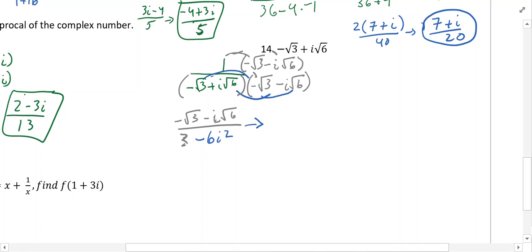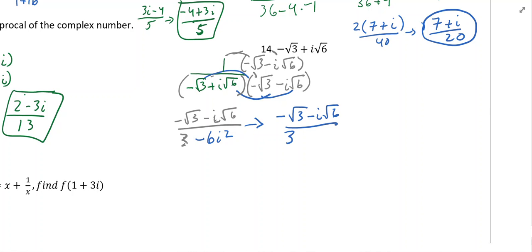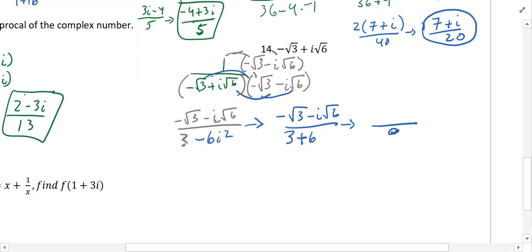So let me just rewrite the numerator. So I get negative rad 3 minus i rad 6. And then in my denominator, I have 3. Negative 6 times i squared is negative 1. So negative 6 times negative 1 is a positive 6. So then when I add 6 and 3 together in the denominator, I'm going to get 9. And in the numerator, I still have negative rad 3 minus i rad 6. Now there's no GCF or like term or anything, so there's nothing to simplify. So then this is my final answer.